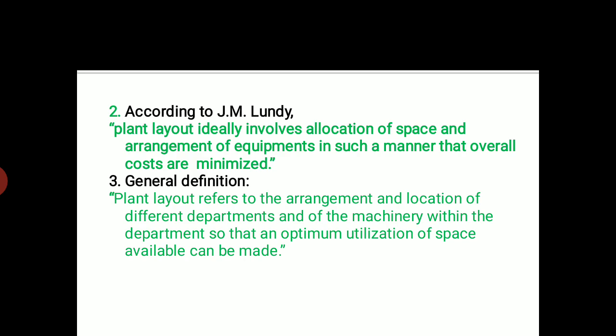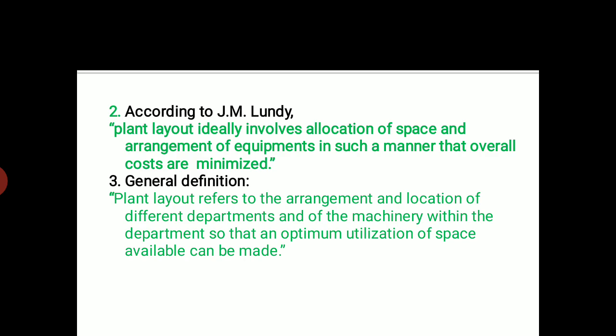So when we are deciding plant layout, what are we doing? We are allocating the space. Allocating the space means giving the space to each and every facility or the equipment or machinery that we may be using. And how do we arrange it? How do we design it so that everything goes properly and there is a smooth flow of production without any hurdles? That is what is said to be the plant layout.